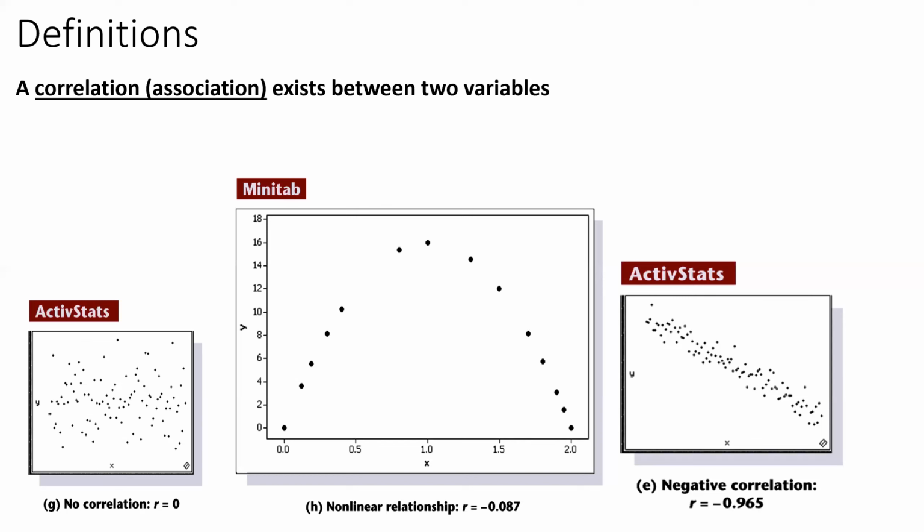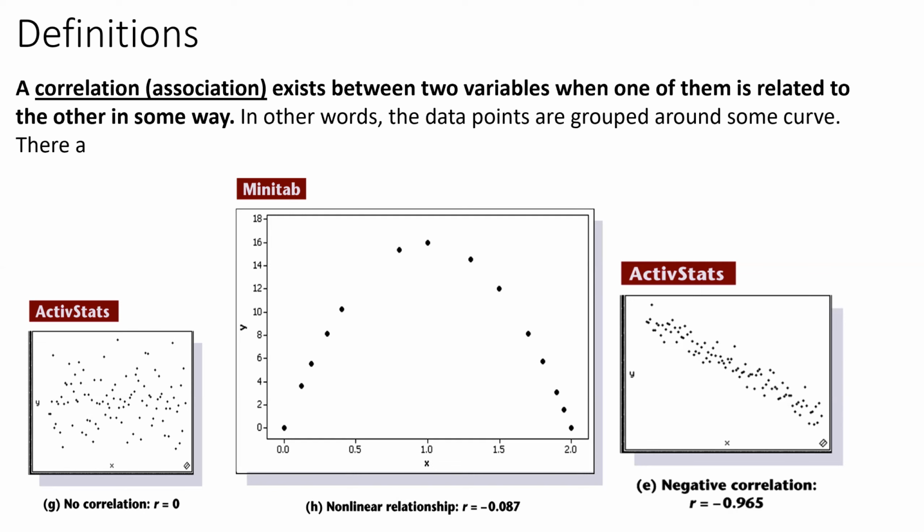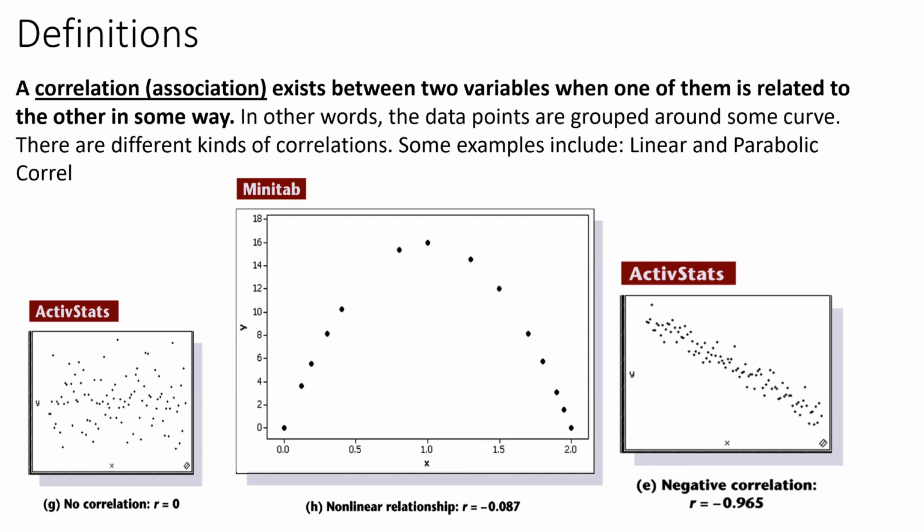The first definition says a correlation or association exists between two variables when one of them is related to the other in some way. In other words, if we were to graph the data points, they will be grouped around some curve. And the curves could be different. It could be a line. It could be a parabola, like you see in some of these slides shown on the screen.